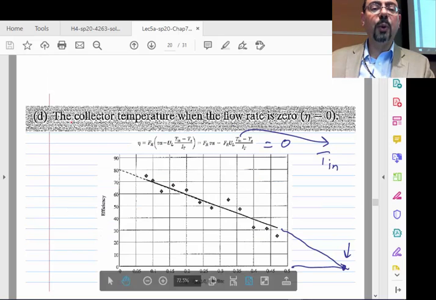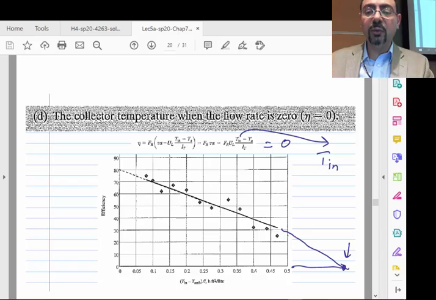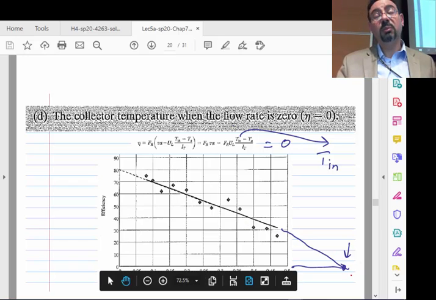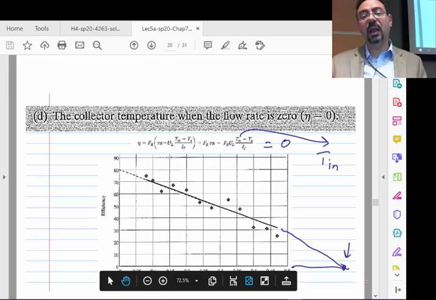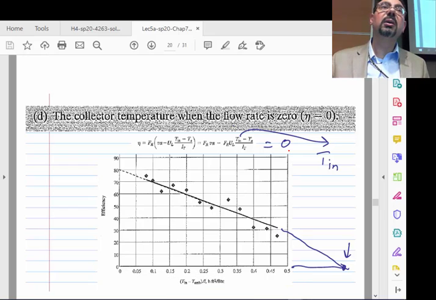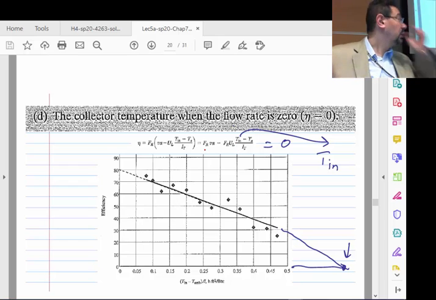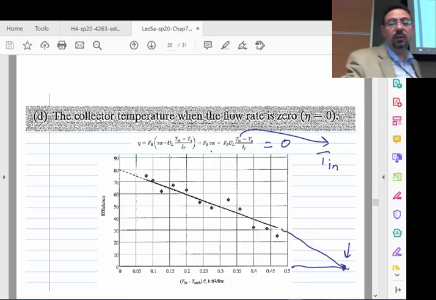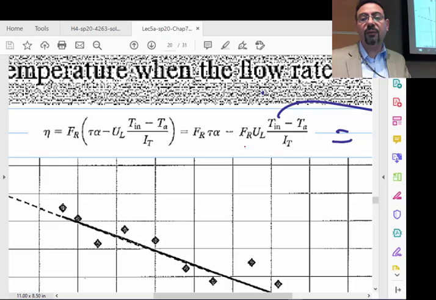Right? The point of maximum temperature is the point of zero efficiency, so you extend that line, or mathematically you just set efficiency equal to zero. If you set that equation equal to zero, the temperature here is Tmax. By this equation you already got the FR tau alpha, FR UL, and you know how much incident radiation, so you will be able to calculate Tmax.